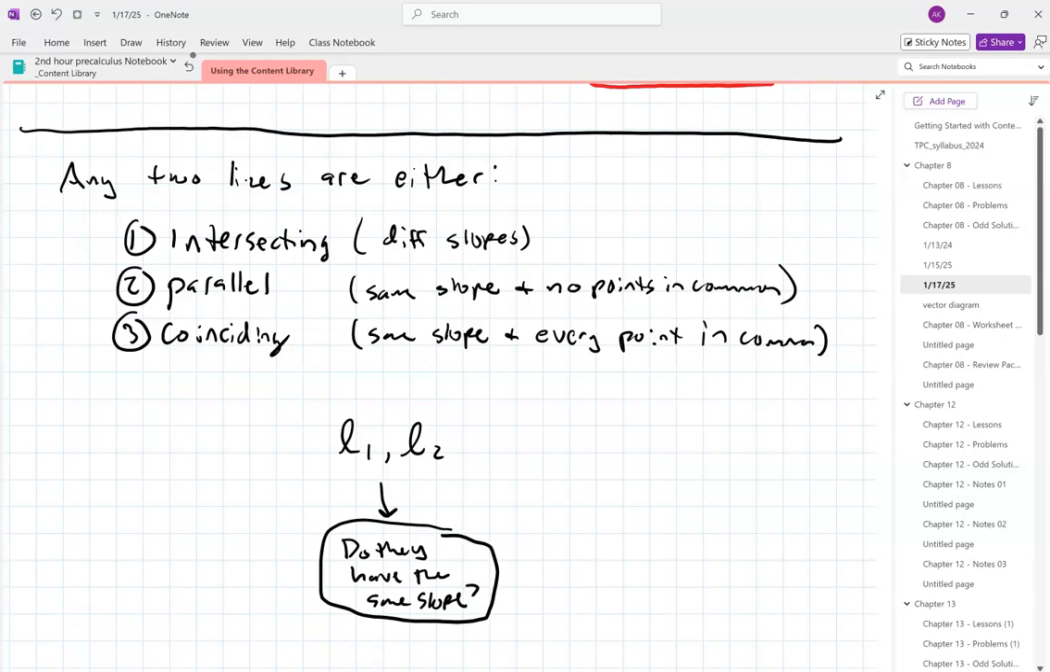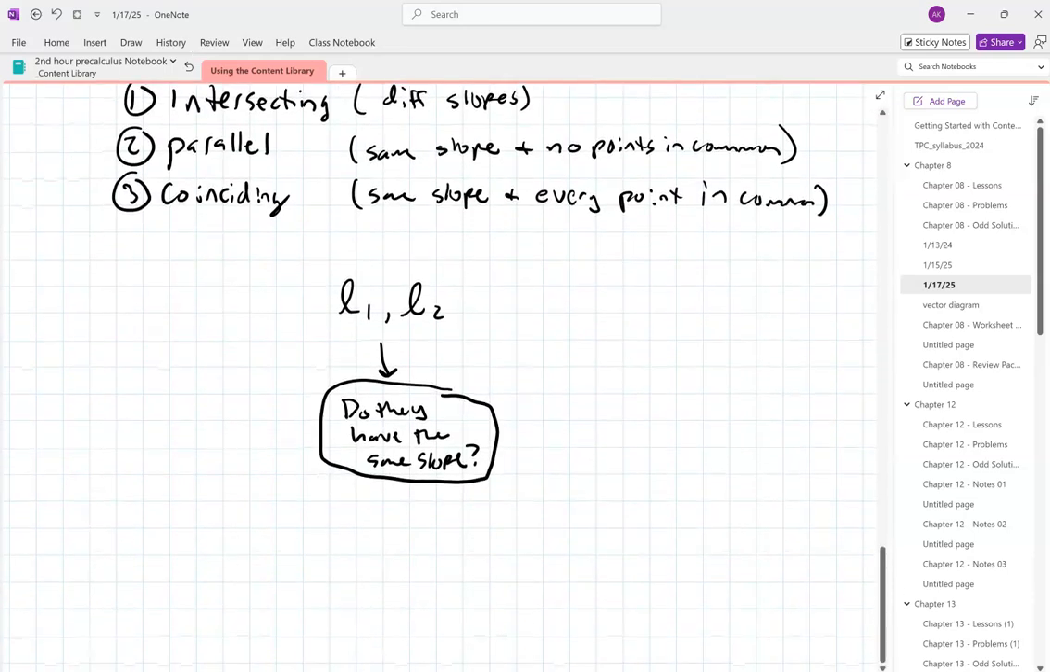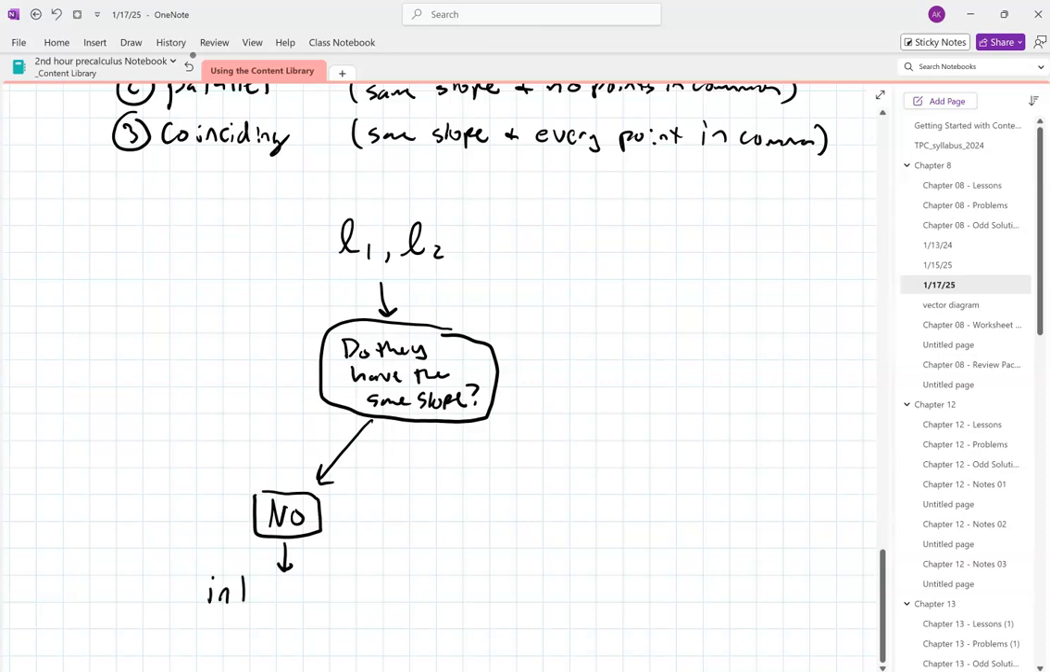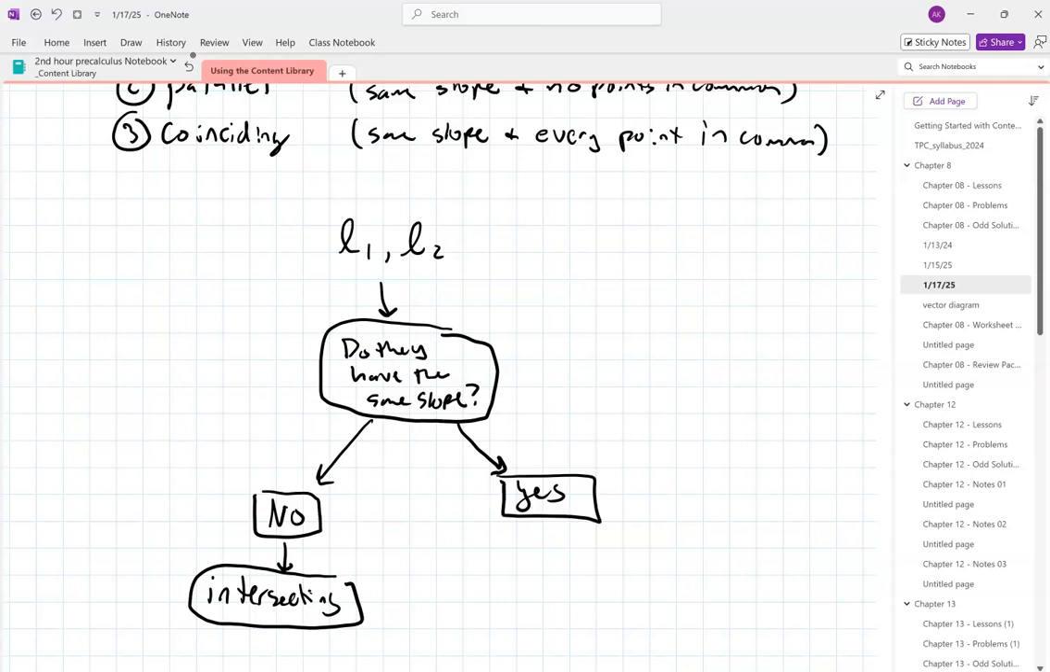So the first thing I'll ask is, do they have the same slope? If the answer is no, then I'm done. I know that they're intersecting, and then I'd be left with finding the intersection. If they're yes, I have to check then to see if they're parallel or coinciding.